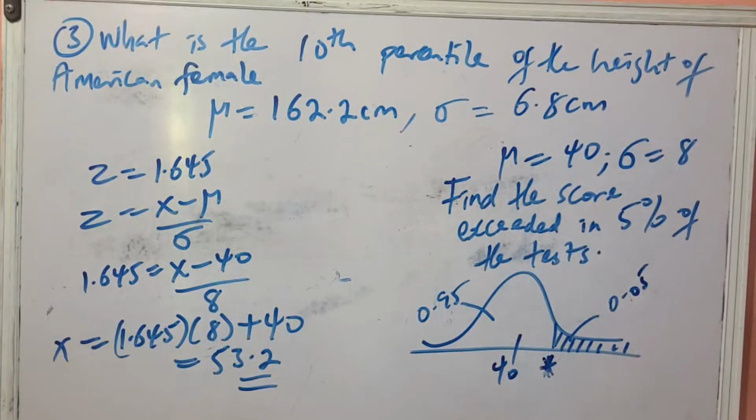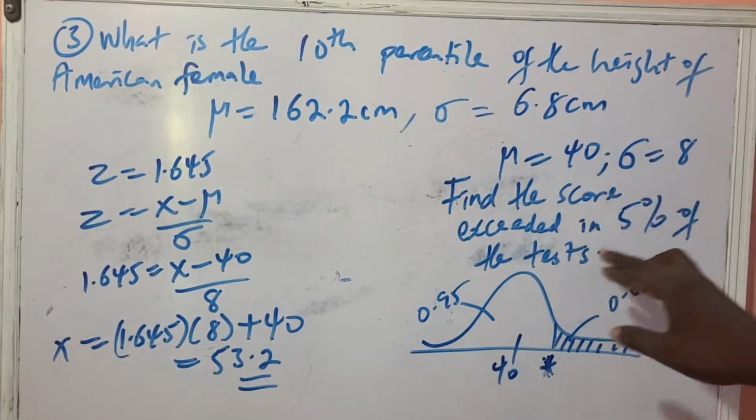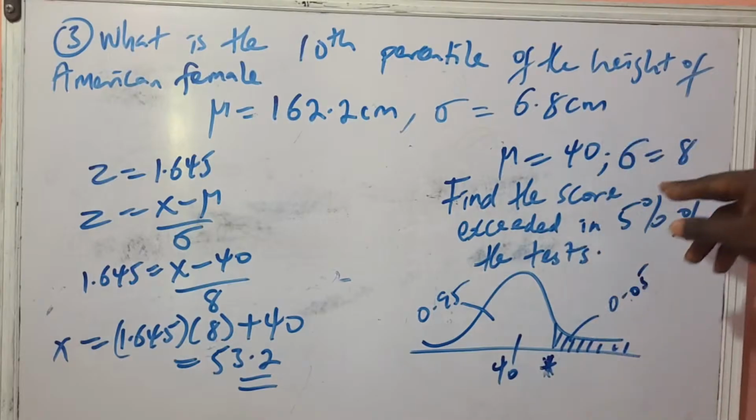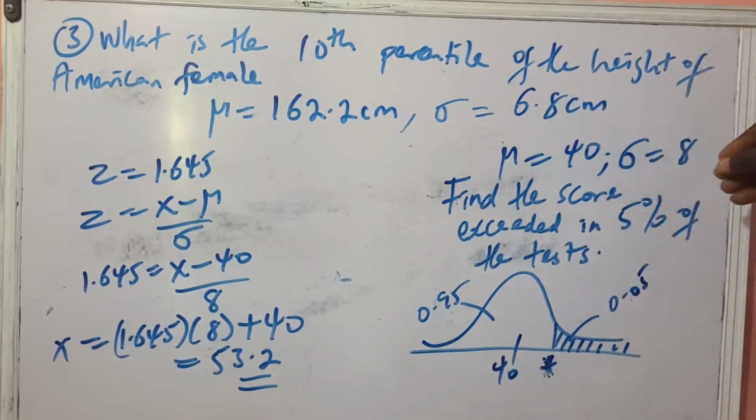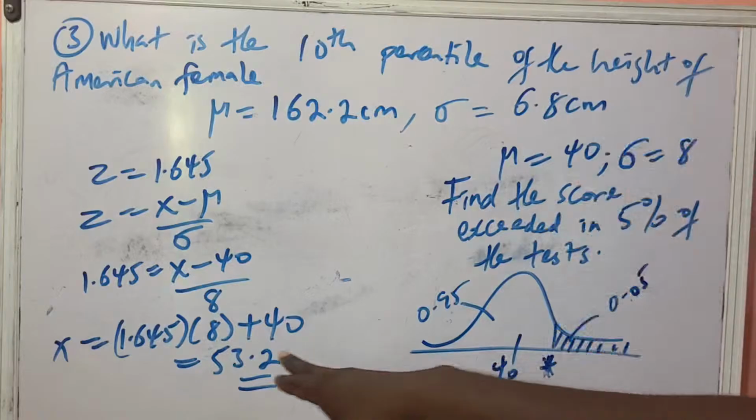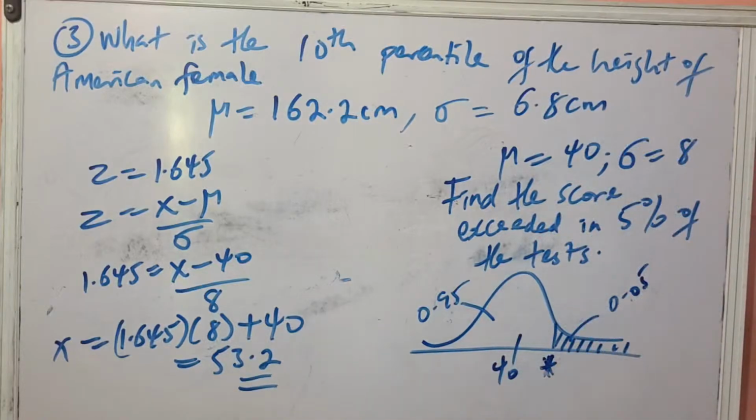53.2. So that means now I can say the score exceeded in 5% of the test, or I can say the score in which 5% of the people had more than that, exceeded it, was 53.2. So this place now is 53.2. You can see that 5% of people had more than 53.2. That's the meaning of it. 5% of people had more than that score.